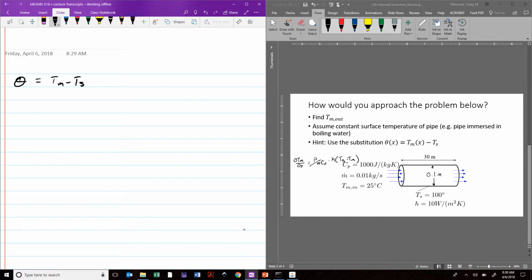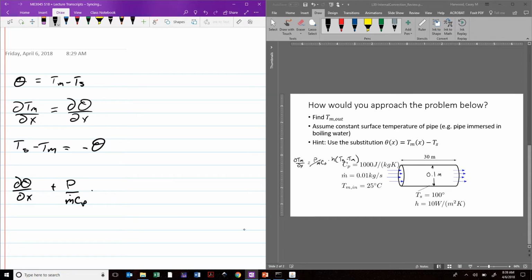Then we end up with dTm/dx equal to d theta/dx, and Ts minus Tm is equal to negative theta, which should indicate to us that our governing equation, if written in terms of theta instead of Tm and Ts, should look something like d theta/dx minus P over m dot Cp times h theta... plus h theta is equal to 0.